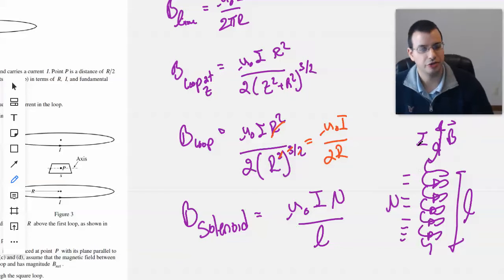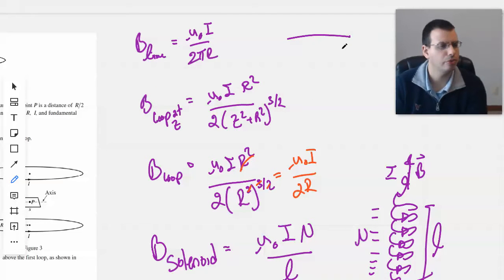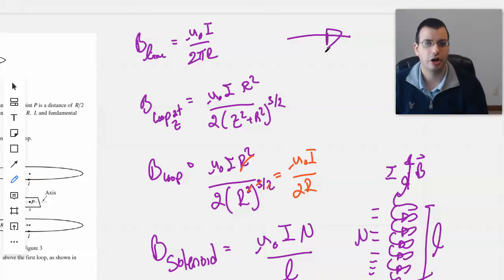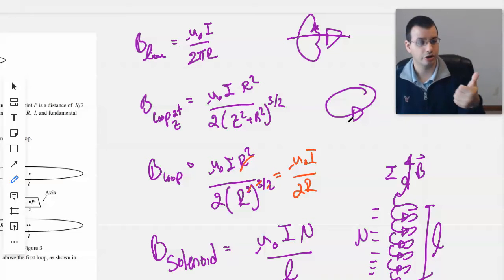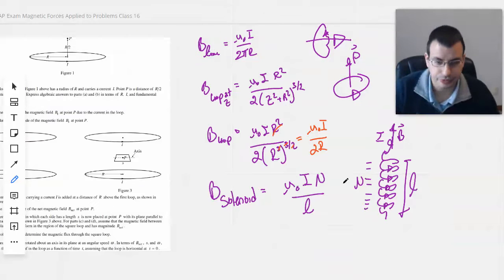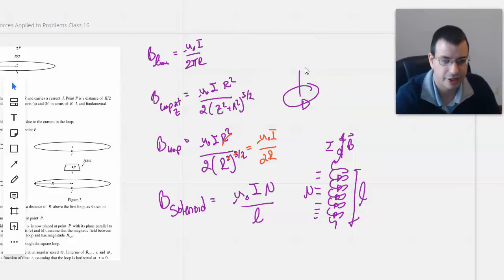This is similar to finding the direction of the magnetic field due to a line or a loop. For a line, place your thumb along the direction of current, and then your fingers show the magnetic field. For a loop, wrap your fingers along the direction of current, and your thumb will then show the direction of the magnetic field. Okay, so that was a quick review of the things you should have in your head.